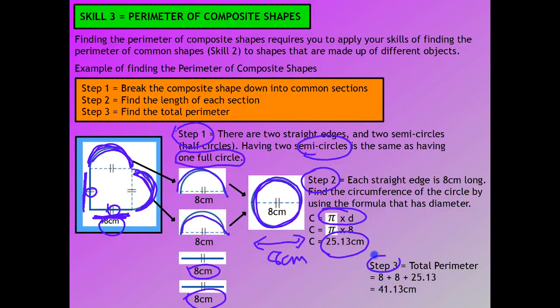Now we need to do step 3, find the total perimeter. It's 8 plus 8 for the 2 straight edges and 25.13 for the 2 curved edges put together. Our total perimeter then comes to 41.13 centimeters.